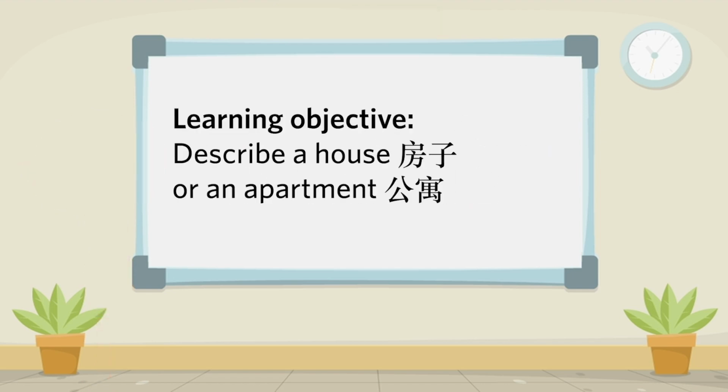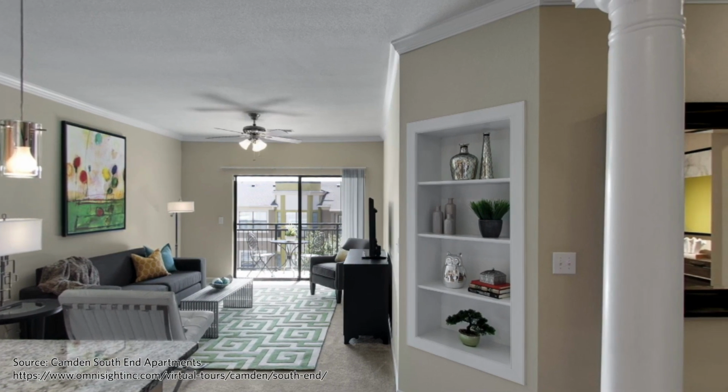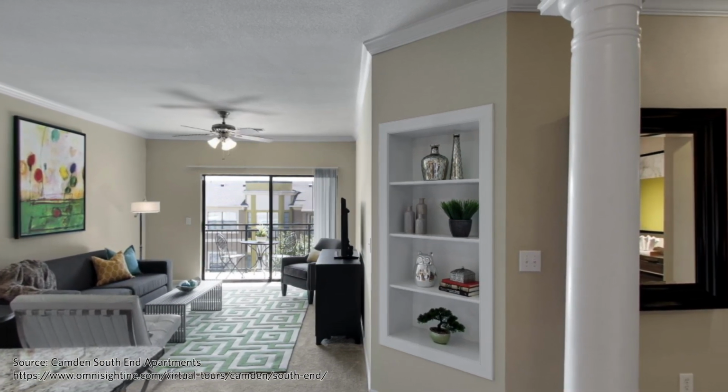In this video, we will learn how to describe a house, 房子, or an apartment, 公寓. Let's have a virtual house tour first. 这个公寓2房1厅. The apartment has 2 bedrooms and 1 living room.